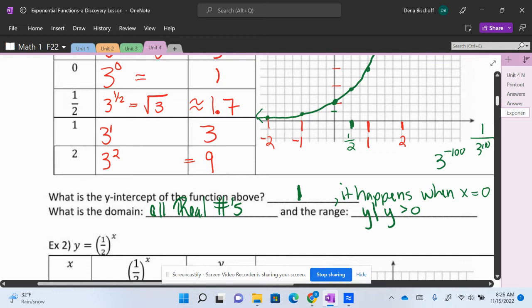I'm putting it into a calculator. That equals 1.94 times 10 to the negative 48. Remember we talked about scientific notation, that decimal is going to move 48 spaces to the left. So it's going to have 47 zeros. That's a really small number, but it's not 0, right? It's never going to be 0. That's why it's greater than 0.